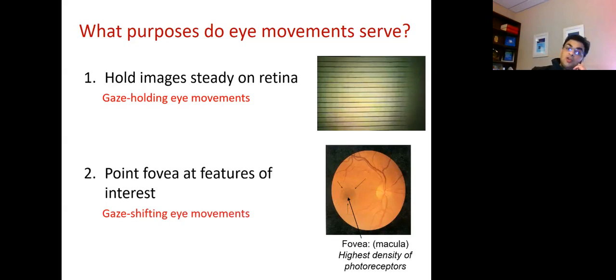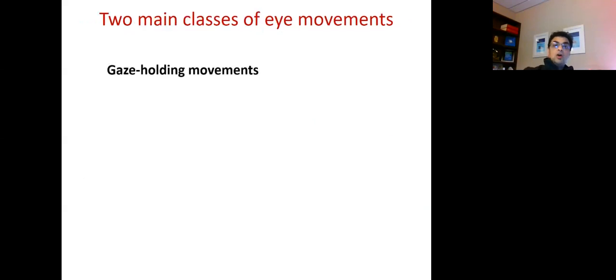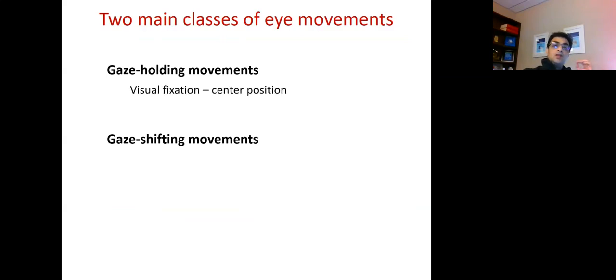Therefore, what your eyes do is they shift that little camera, which is very high resolution, from one object to the other. Let's say when you're looking at your computer screen, when you look at one or when you look at two, you shift your gaze from one point to the other. And in order to do that, you need to make some gaze shifting eye movements. So there are gaze holding eye movements and gaze shifting eye movements, and gaze holding eye movements is visual fixation. Visual fixation is basically you give the subject a target.